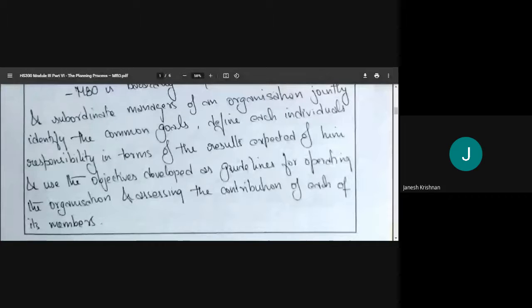The guidance for the organization to move forward is developed, and the contribution of each member is evaluated.